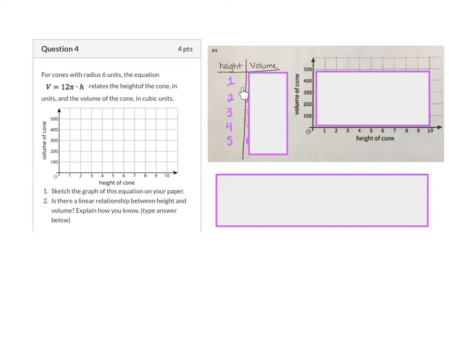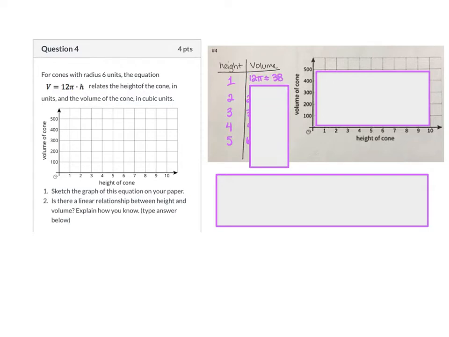Our goal was to fill out the table in hopes that we could create a graph. So I started by filling in my table with some heights. I just copied those x values from my graph, and then I went ahead and substituted them into the formula. So for the first one, I did 12 pi times 1, and that gave me an answer of 12 pi.